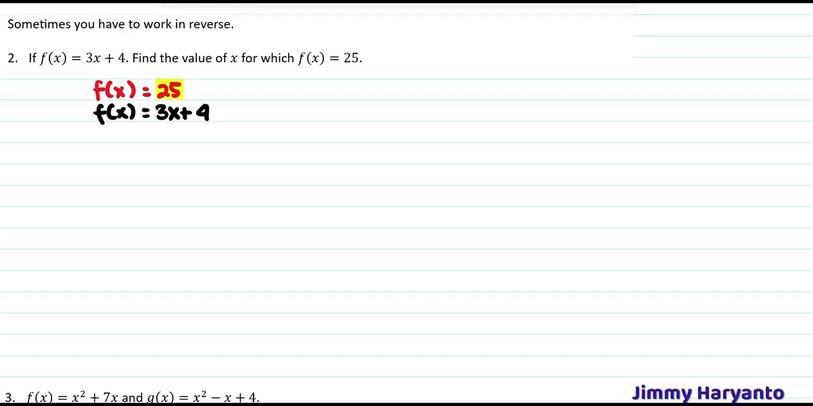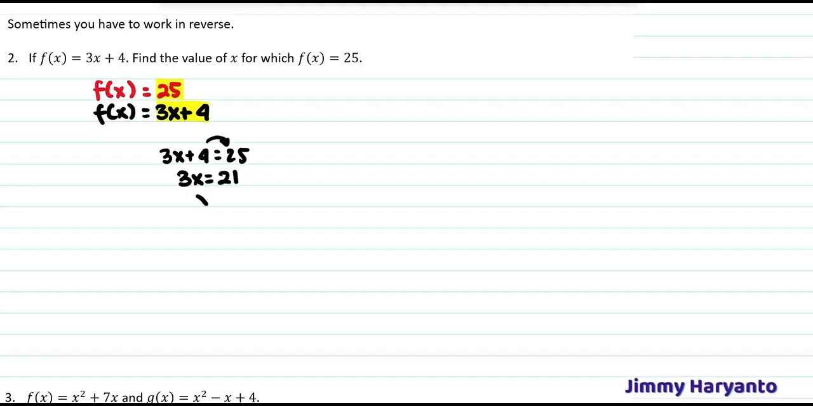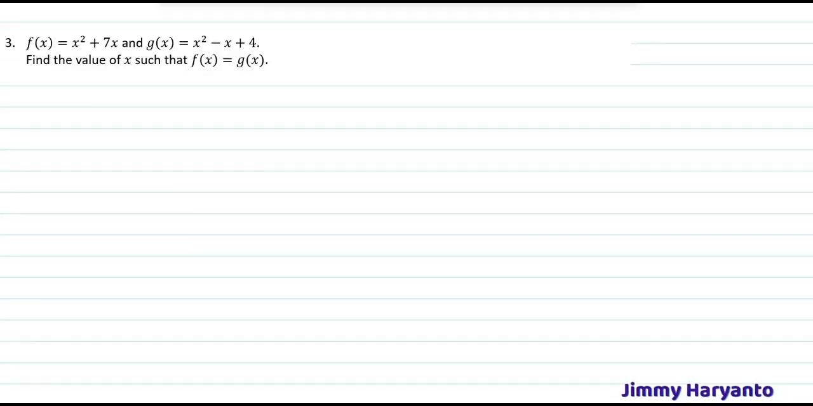That means we can conclude that 3x plus 4 has to be equal to 25. That means 3x equals 25 minus 4, which equals 21. So x equals 21 divided by 3. x equals 7. So the question wants you to find the value of x. That means x equals 7. As simple as that. Okay, next, question 3.